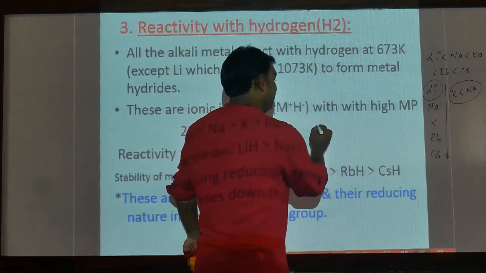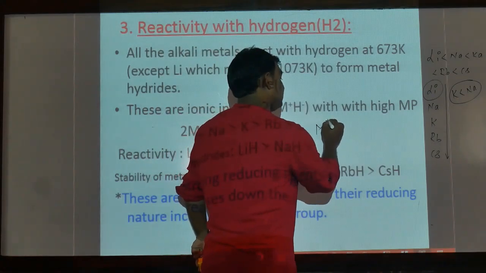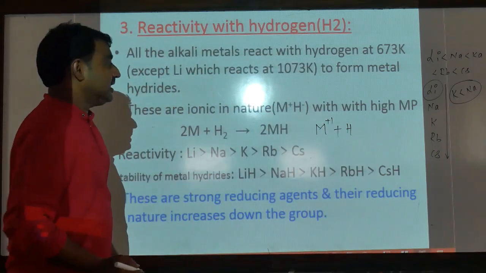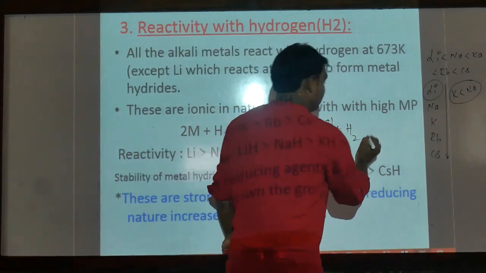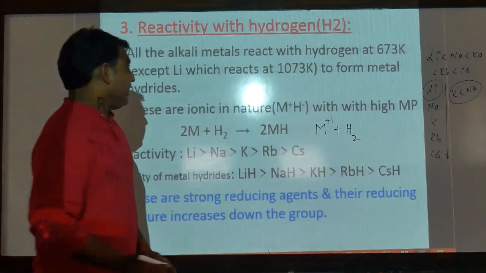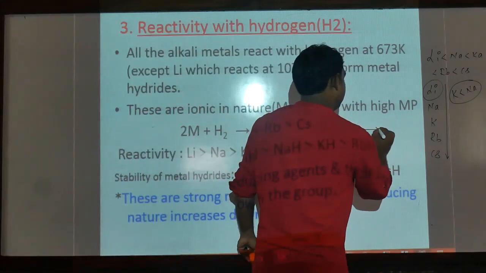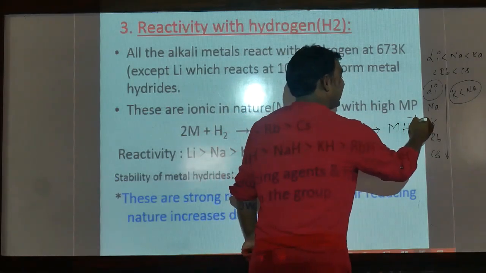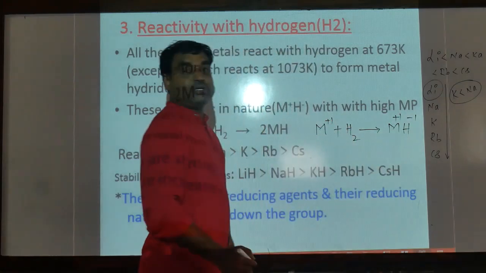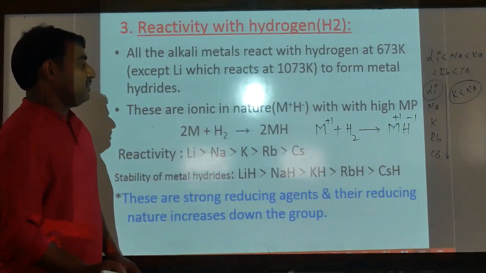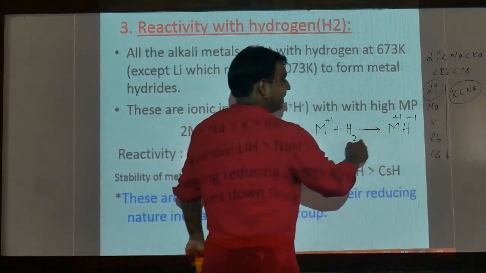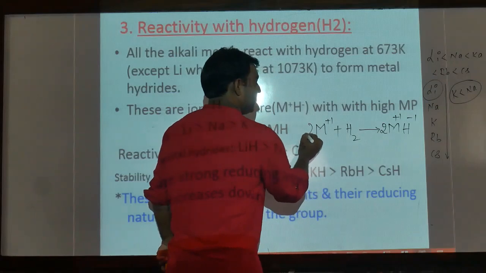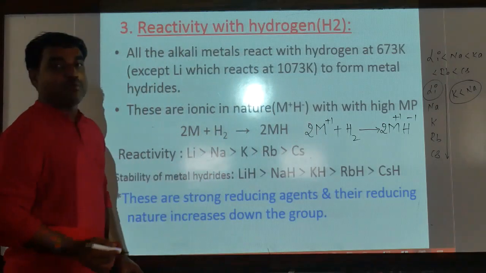So the first group element has a +1 charge, and the hydride has a -1 charge here. H2 will be there, this is a neutral molecule. When it reacts with hydrogen, metal hydrides will be formed. Here the hydride is -1, here it is +1. Charge should be balanced. There are 2 hydrogens here, 1 hydrogen there, hence we have to multiply with 2. 2 metals will be there, hence we multiply with 2 to get the corresponding metal hydrides.